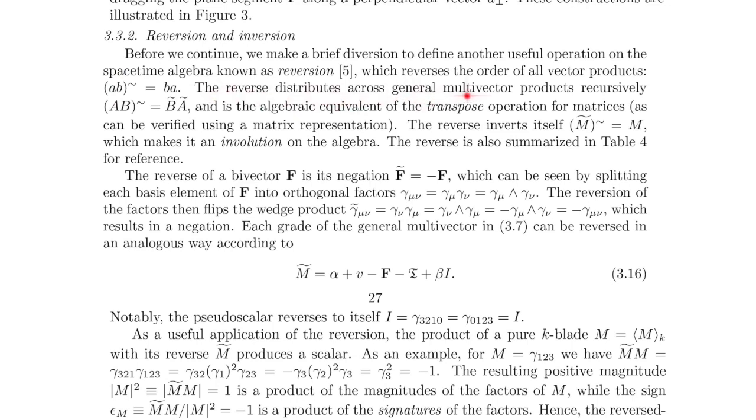The reverse distributes across general multivector products recursively. So I have a general multivector A, a general multivector B. If I reverse it, I flip B and A, but I also have to reverse B and A individually. And I love the way they use this word recursively, right? Because that is a very useful word here.